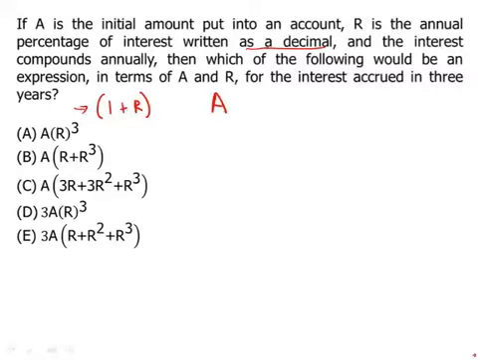So we start out with A. That's the initial amount. At the end of 1 year, we multiply by the multiplier. Distributing, we get A plus AR. So at the end of 1 year, that's the principal, that's the interest.